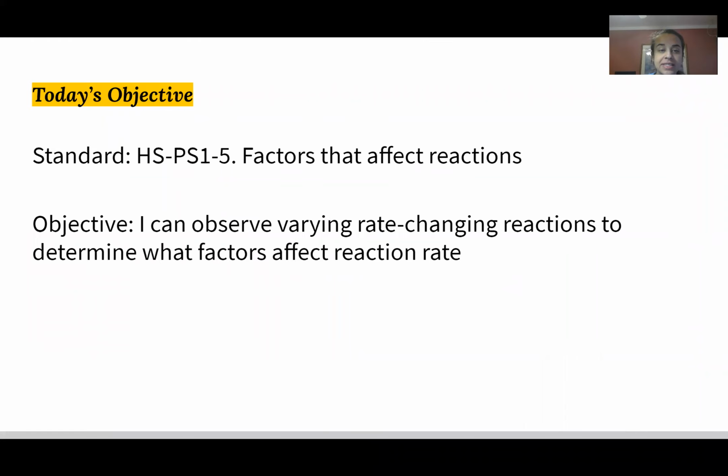So our standard is the same, HSPS15, and we're looking at factors that affect reaction rates. So our objective for today is: I can observe varying rate-changing reactions to determine what factors affect the reaction rate.